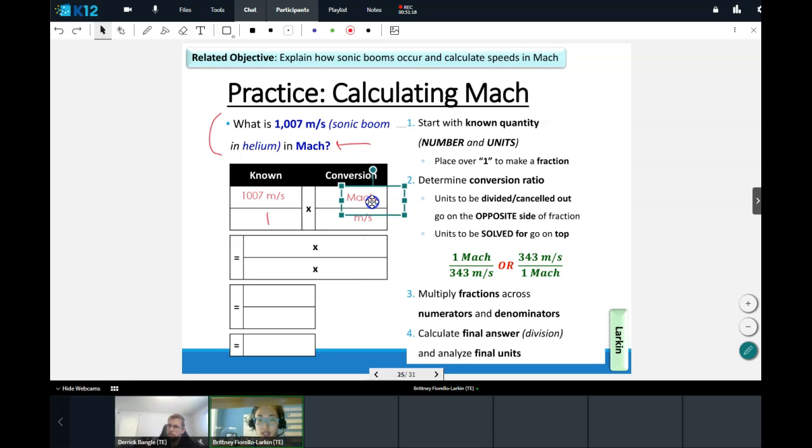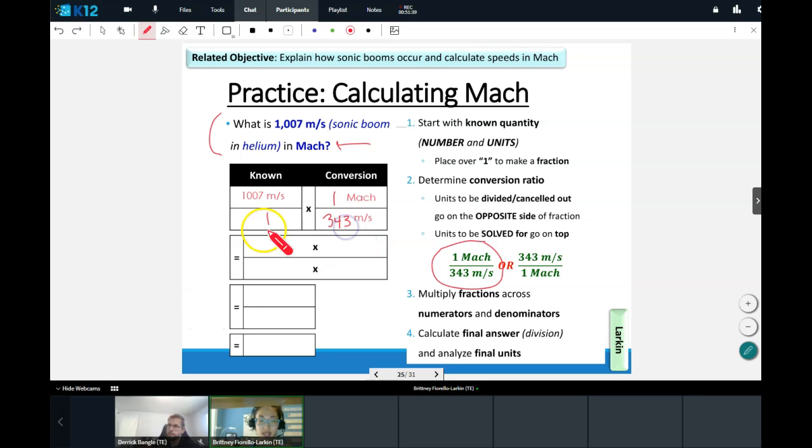Excellent. So again, taking a look here, which fraction should I be using? The left one or the right one? Just tell me in the chat, which of my fractions has Mach on top and meters per second on the bottom? Yes, the left one has Mach on top. So I'm going to go ahead and fill in those numbers. 1 goes on top, 343 goes on the bottom.